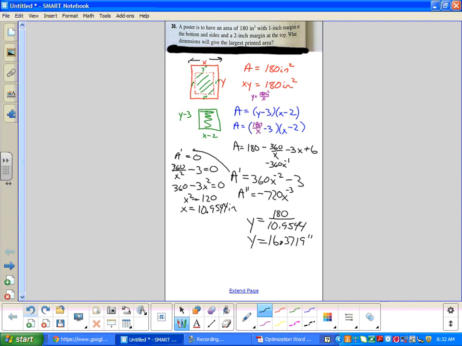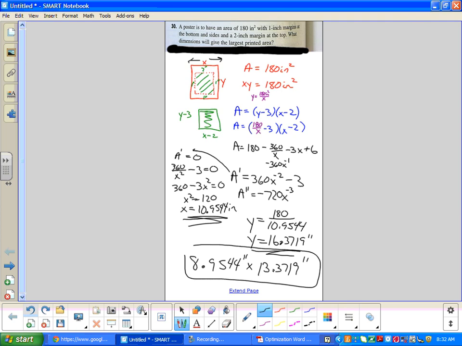And again, it doesn't ask for the original, guys. It asks for the printable area. So you got to take away 2 inches on the x and 3 inches on the y. So it's 8.9544 inches by 13.3719 inches. And we have just maxed, that is the maximum printing area on a poster that has 180 square inches.